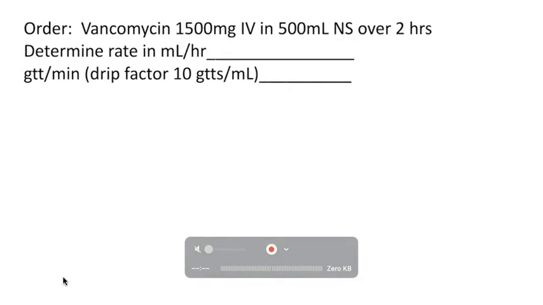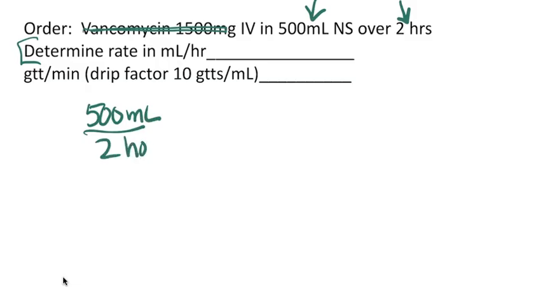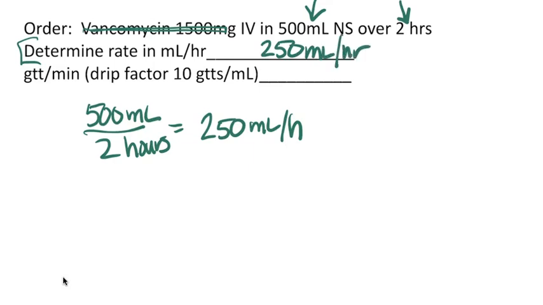Okay. Let's see, determine my rate in mils per hour. Again, I don't care how much vancomycin is in there. I care about how much fluid and how much time. I have 500 milliliters in 2 hours. That's going to equal 500 divided by 2 is 250 milliliters per hour. So I'm going to write that in here, 250 milliliters per hour.